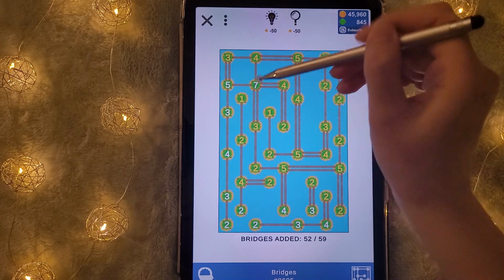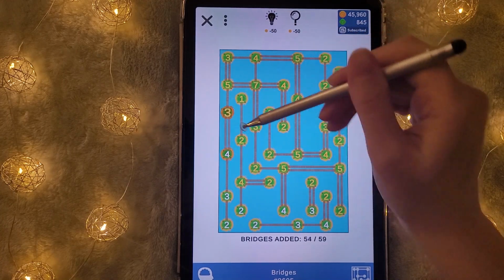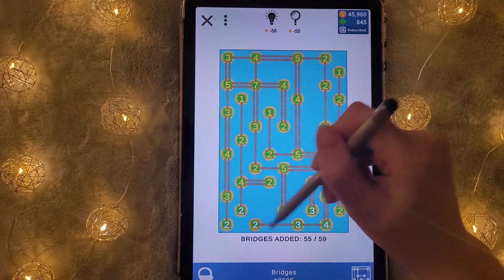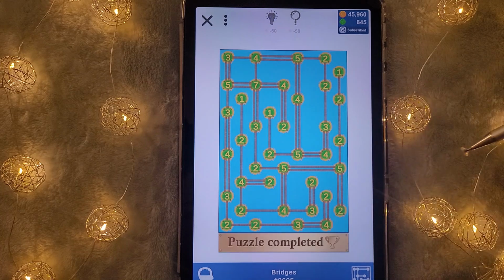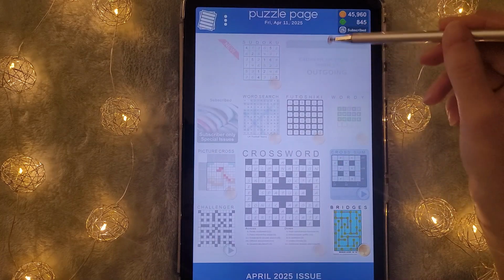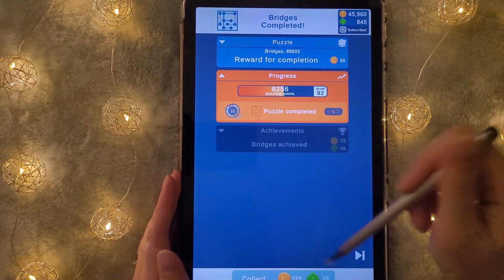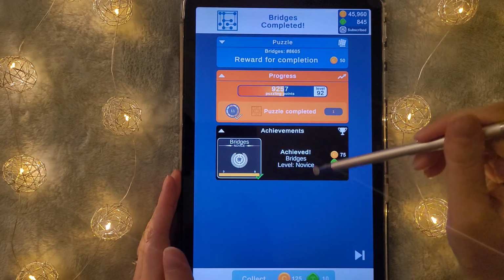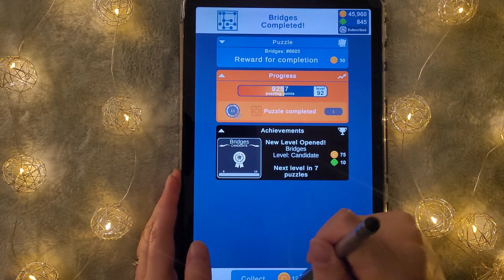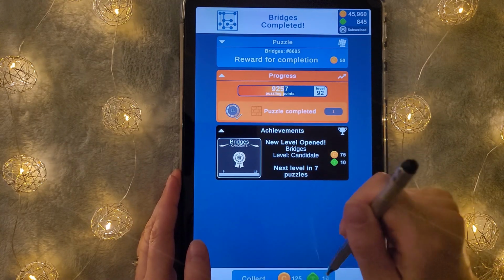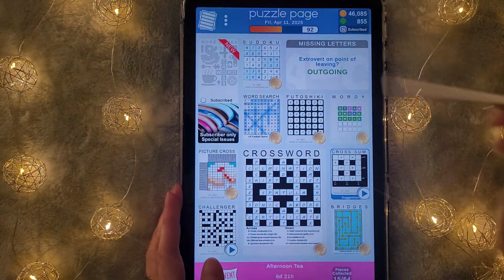And this is another one of those ones that kind of gets going. It's pretty quick. It all kind of just connects nicely. There we go. That is complete. And we earned 10 tokens on that one, I think, because I completed the novice achievement for bridges. So we received 10 tokens and a total of 125 coins. I have a lot of coins and tokens.